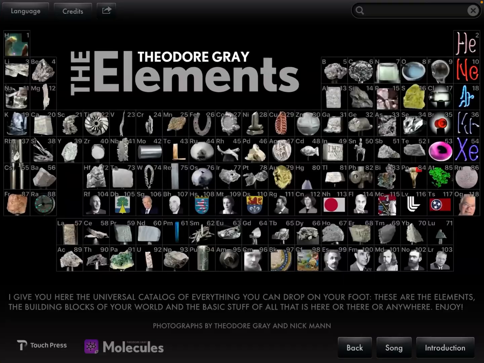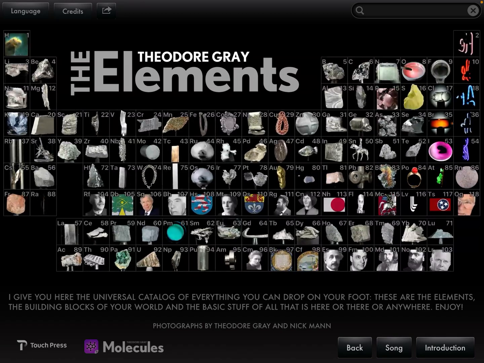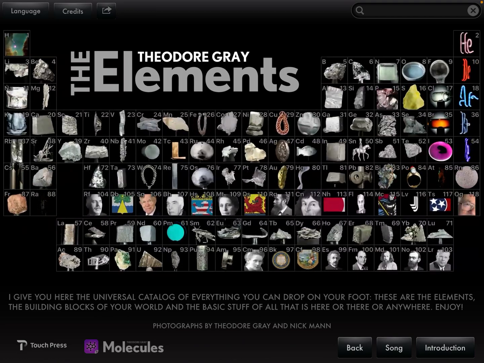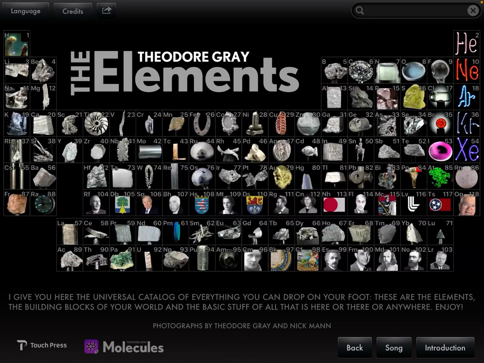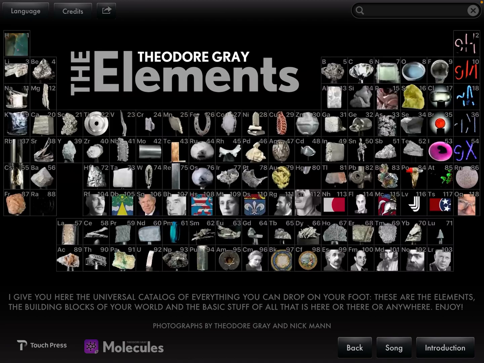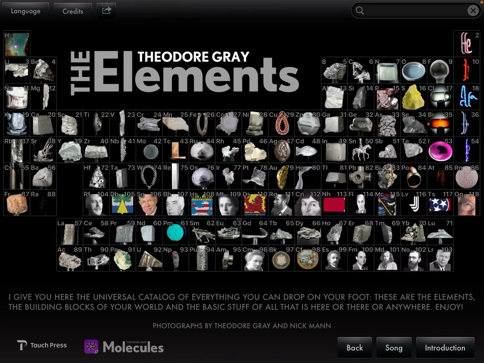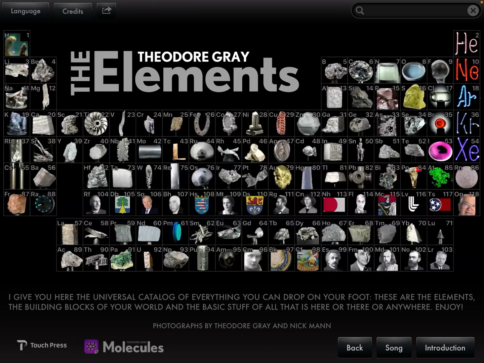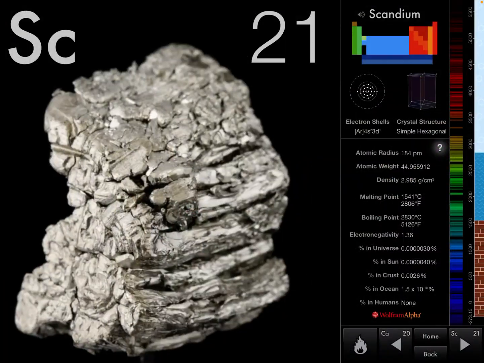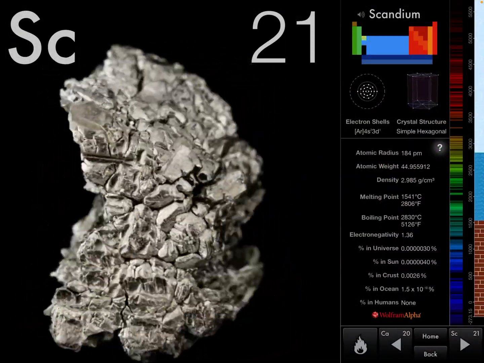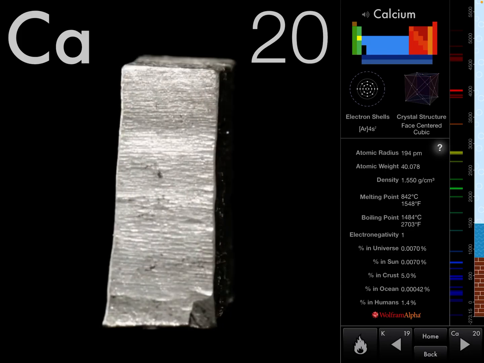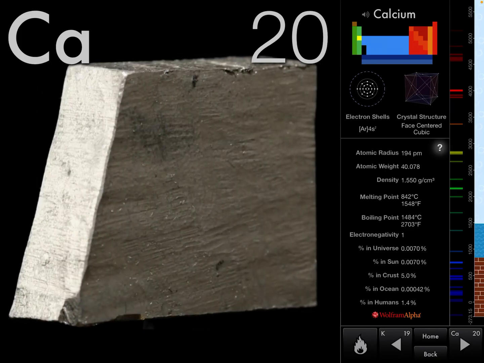I want to show you what the elements actually look like. This is a guy named Theodore Gray, and he collects elements, and he has a collection of all of the elements on Earth, or as many as he can have anyways. You'll notice he doesn't have any of the man-made ones. You can notice one thing by looking at this. Most of them are just silvery metals, right? So whether it be, you know, here's scandium, or here's calcium, a lot of them are just these silvery metals.